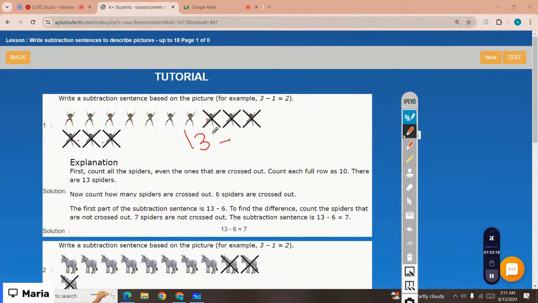Now you need to count the ones that are crossed. 1, 2, 3, 4, 5, 6. So 6 of them are crossed. And now you need to count the ones not crossed. So they are 7. So 13 take away 6 is 7.